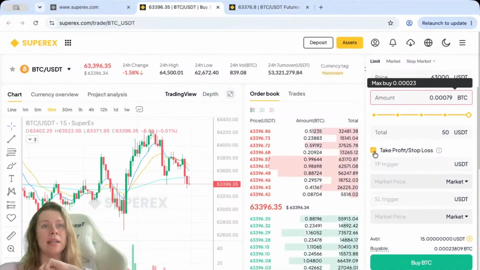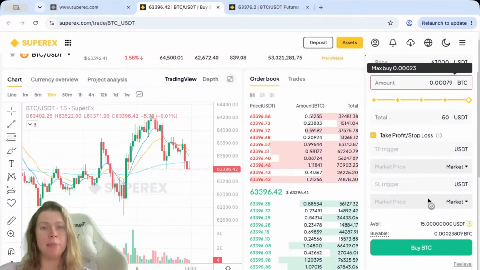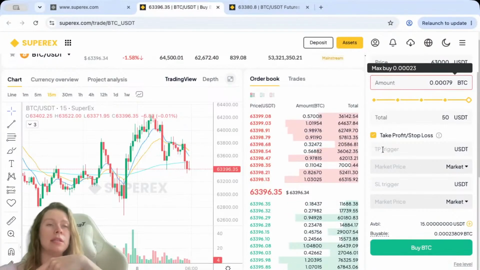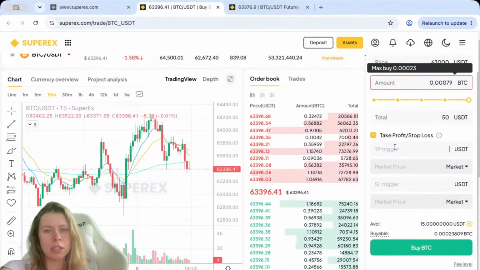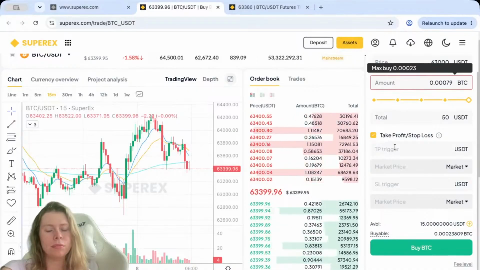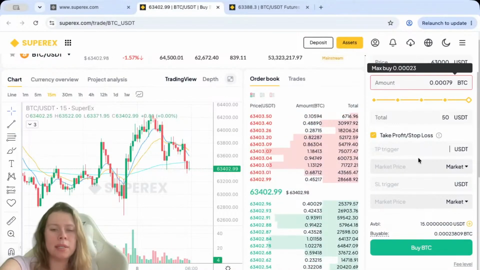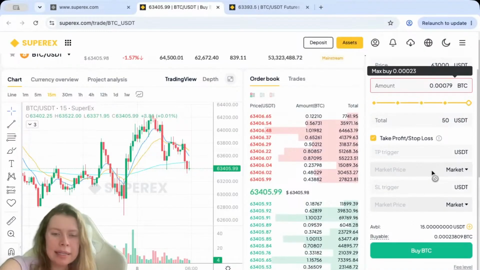So click that little checkbox right there, and two new fields have popped up. The first one is a TP trigger, your take profit. I'm going to set it at, so mine was at 78. Let me think. Okay, it's currently at 63, so if I say 65.